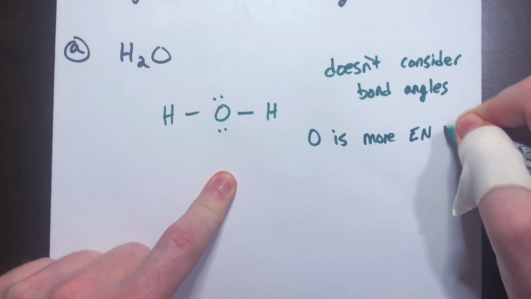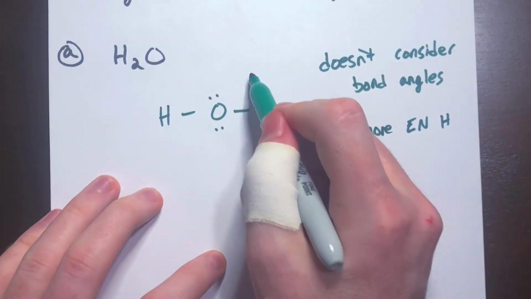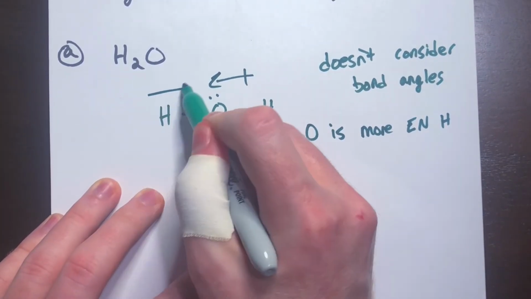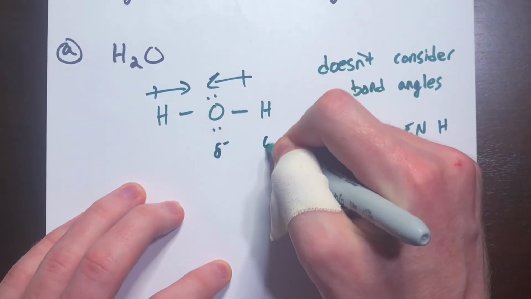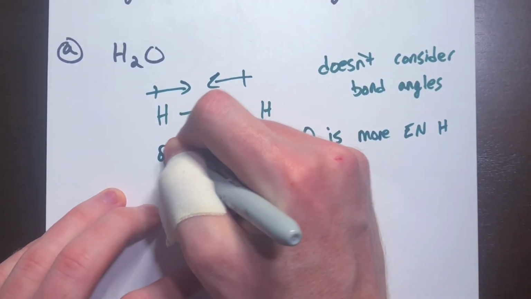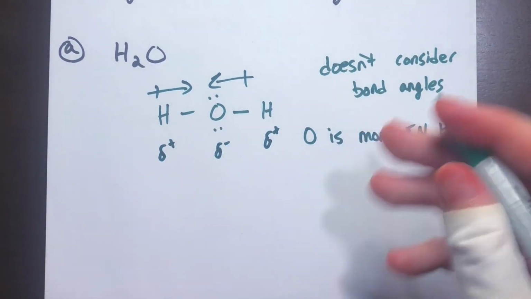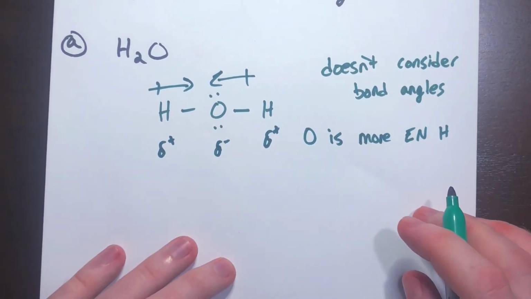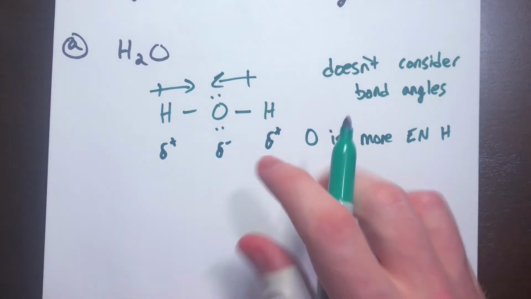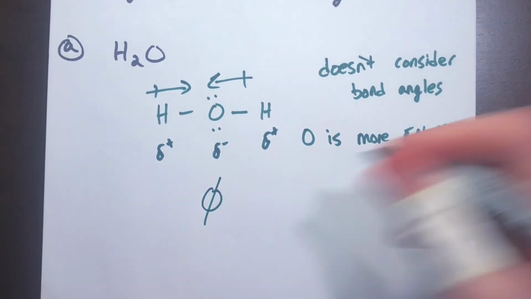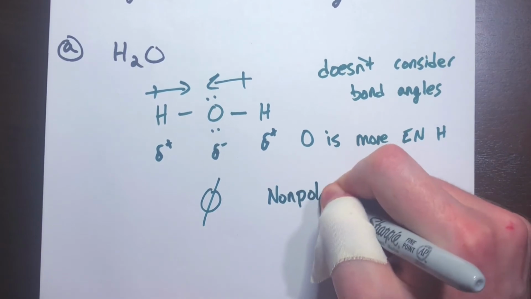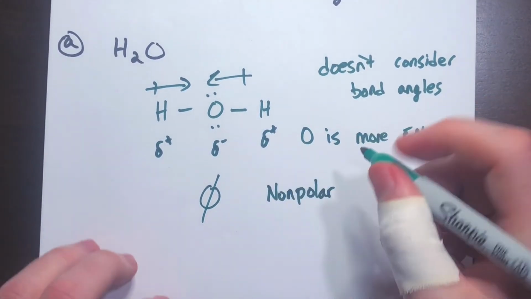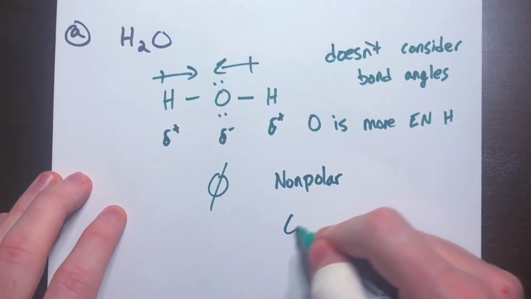So there are dipoles going towards the oxygen. There's a partial negative on the oxygen, partial positive on both the hydrogens. If you use the same idea that we just talked about before, if you add up these dipoles, you would say it's a 0 result, and then you would say that this is nonpolar. But as I just mentioned, we know that water is polar, so this can't be correct. This cannot be right.